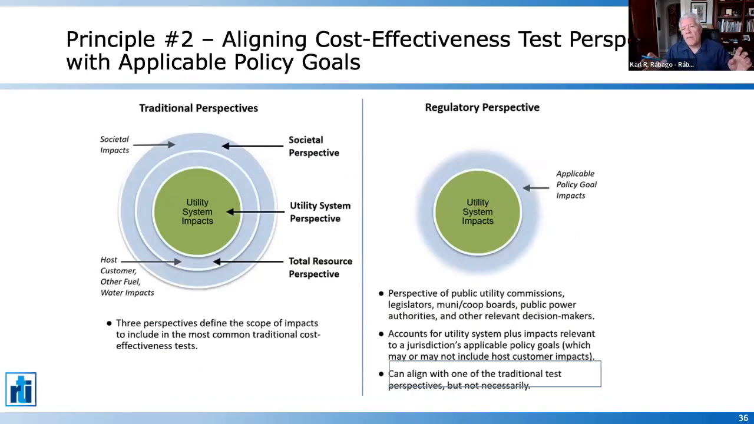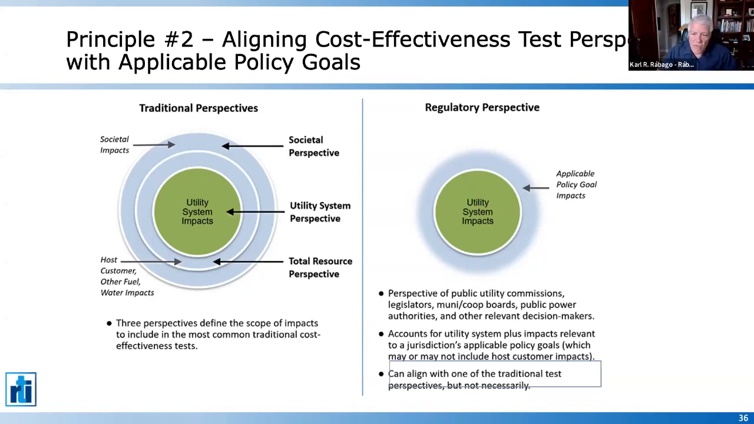When we talk about those policy goals, and once we internalize them into our thinking, we can move from the sort of hardened traditional perspectives that originally were developed, thank you, by the California folks, into a regulatory perspective that allows us to account for the cloud of impacts that we want. So we're moving here from left to right? It's an expanding onion, if you will.